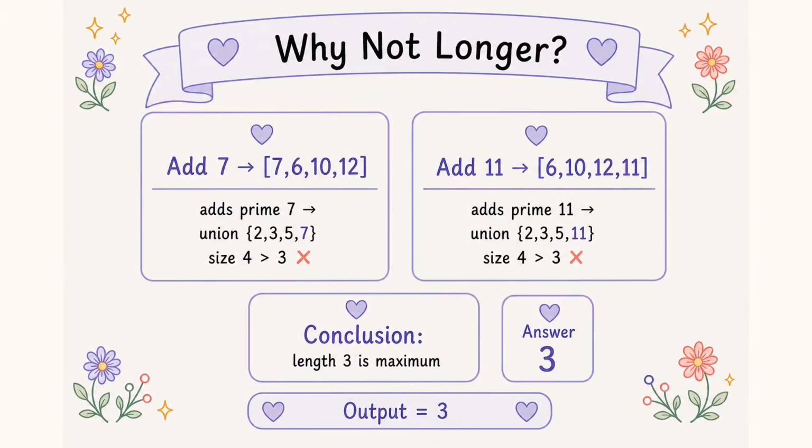Why not longer? If we add 7 on the left, we add prime 7, and the union becomes size 4, which is bigger than k. If we add 11 on the right, we add prime 11, and again, size becomes 4. So no length 4 subarray works here. The answer for example 1 is 3.